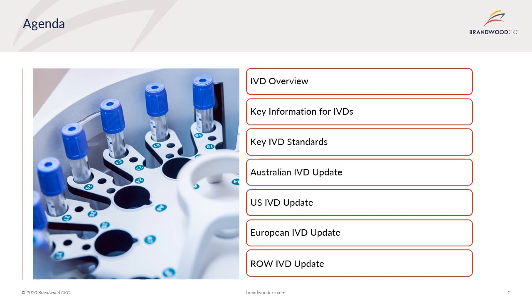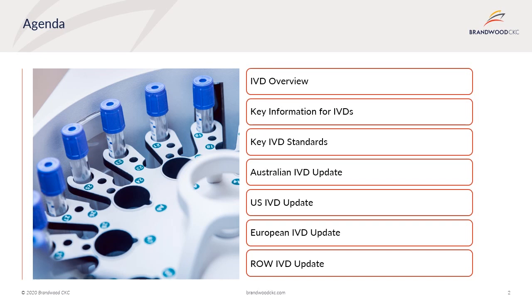Today we're going to start with an IVD overview. The information here will identify the different types of IVDs and how that relates to their classifications. Next, we will go through some key information that is required for IVDs. This information is the basic building blocks for your regulatory documentation or technical documentation that you're going to use for submitting a regulatory application.